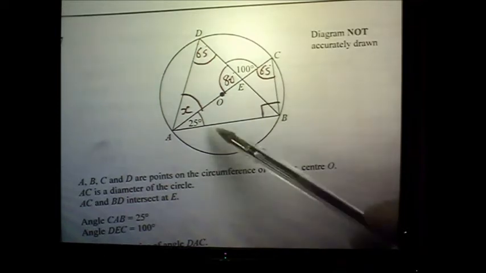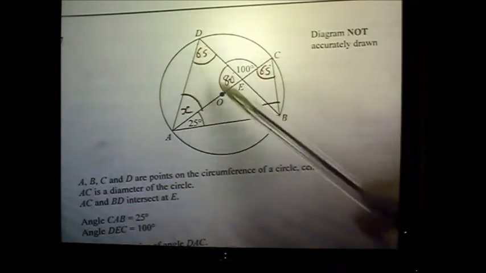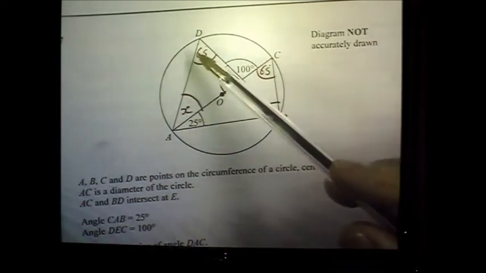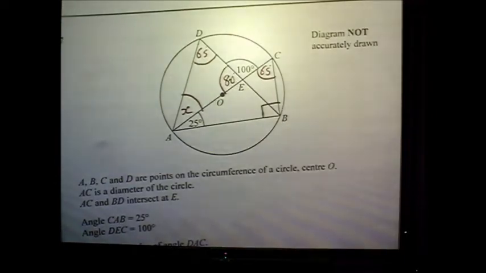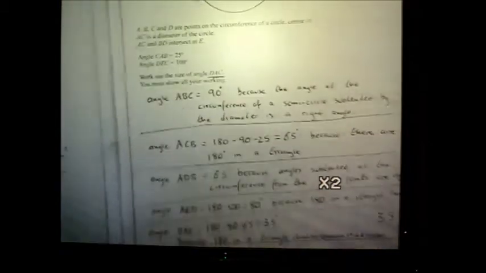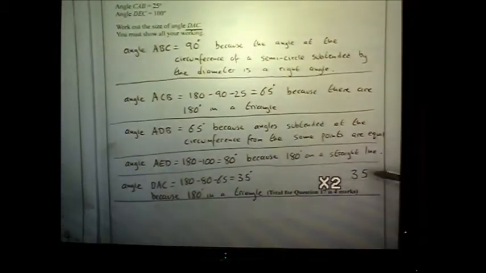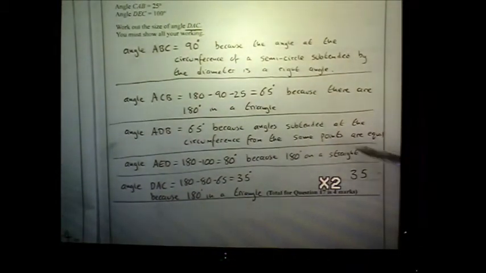And now to finish it off, it's easy, because you've got a triangle. So that's 180, take away 65, take away 80, because there's 180 degrees in a triangle. And they're my last two reasons there. So that means the answer must be 35 degrees.